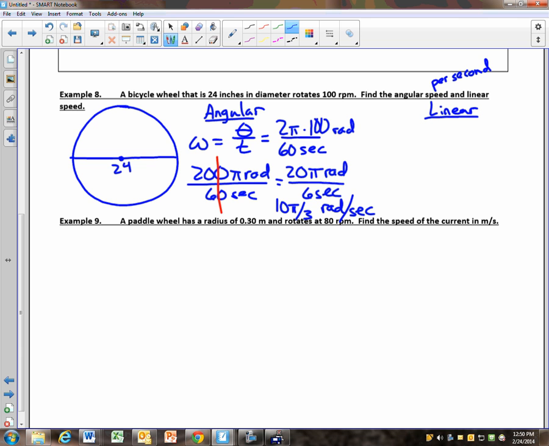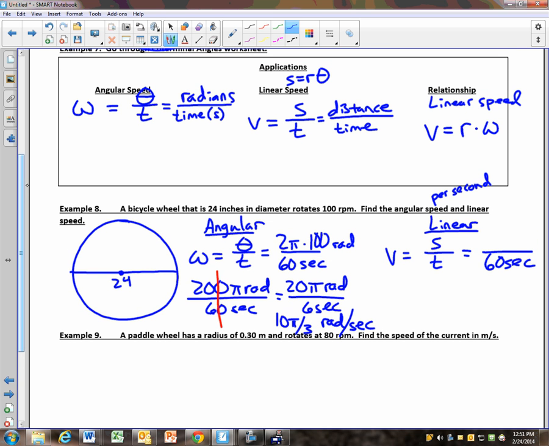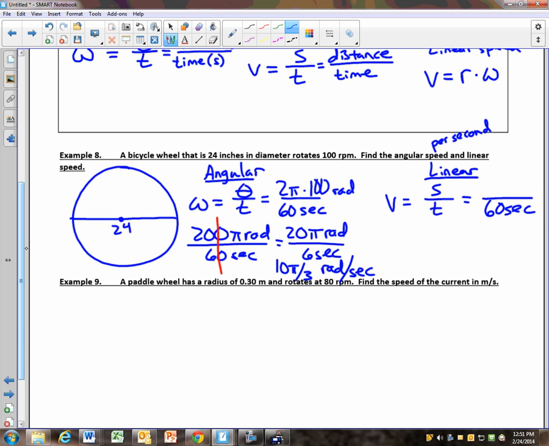Now our linear speed, we have a formula. It says velocity is equal to s divided by t. So how much time has gone by? 60 seconds. S is our distance that we've covered, okay? It's our arc length. How do we find arc length? What do we do? We have to take r multiplied by theta. What is your radius? 12.